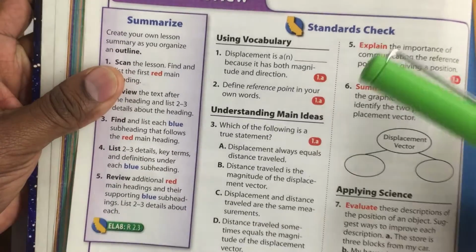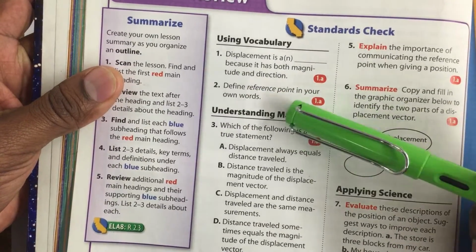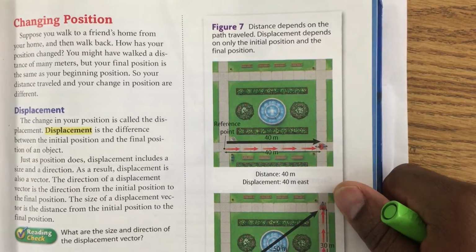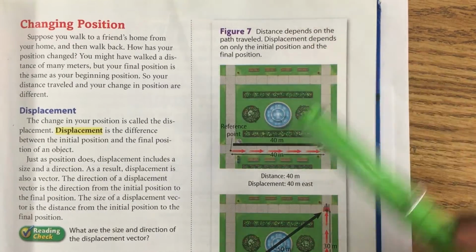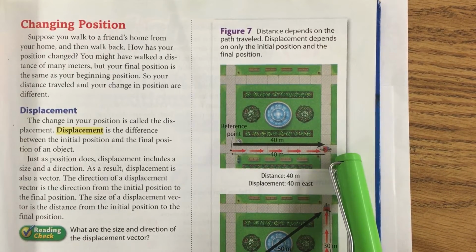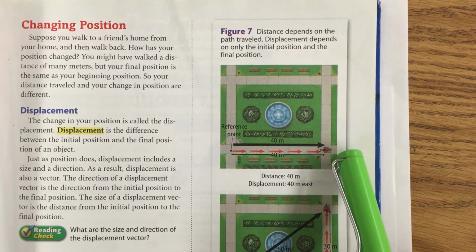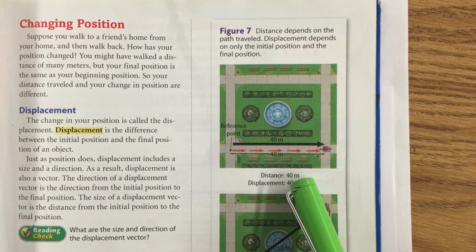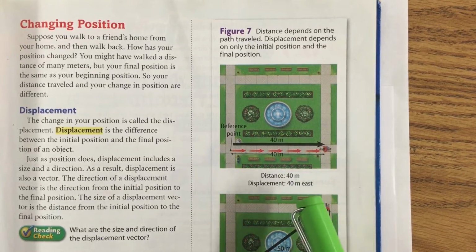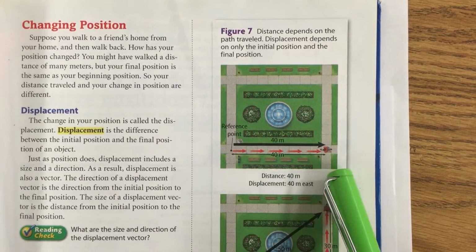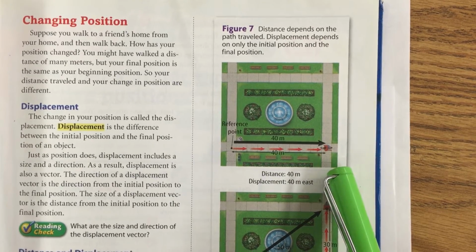But let's continue. It says, which of the following statements is true? All of these statements are asking you about displacement. I want to remind you that displacement is the total distance from where you started. In this picture, if you go from here to here, this person has walked 40 meters. Displacement is a vector, so you need size and direction. The distance traveled was 40 meters because that's just how far they went. But if you add their direction, that gives you the displacement: 40 meters east.